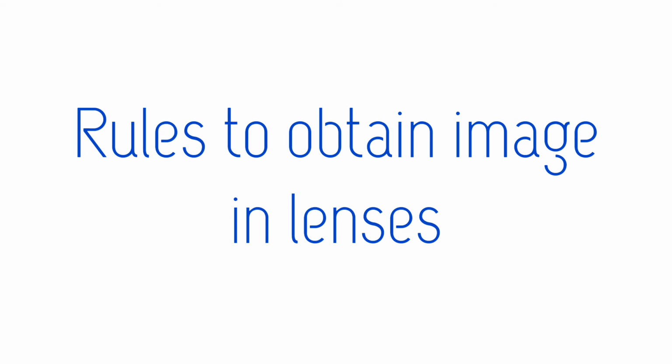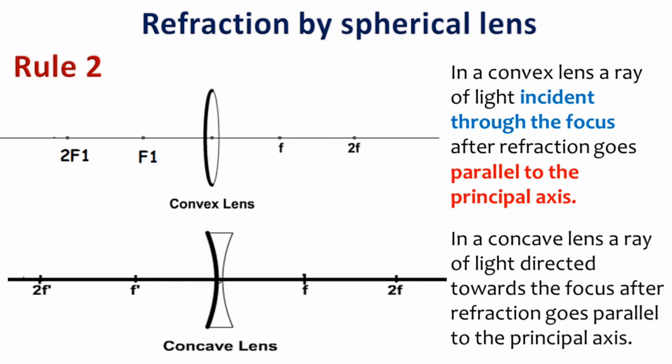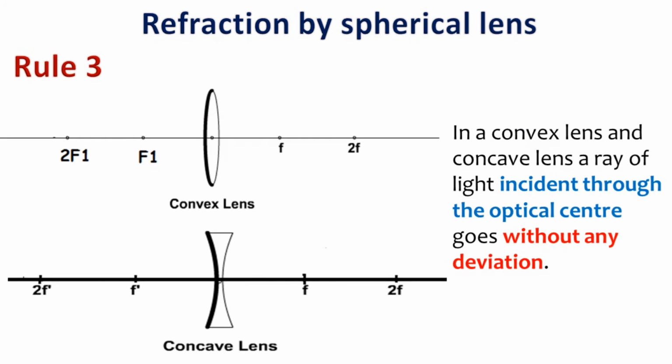In order to understand the position and nature of the image formed by lenses, let's learn some rules through which light rays refract in a spherical lens. The first rule states that a ray of light parallel to the principal axis after refraction passes through the focus of a convex lens or it appears to diverge from the focus in a concave lens. If the light ray is incident through the focus, then after refraction, the light ray emerges parallel to the principal axis. A light ray incident through the optical center goes without any refraction or any deviation.